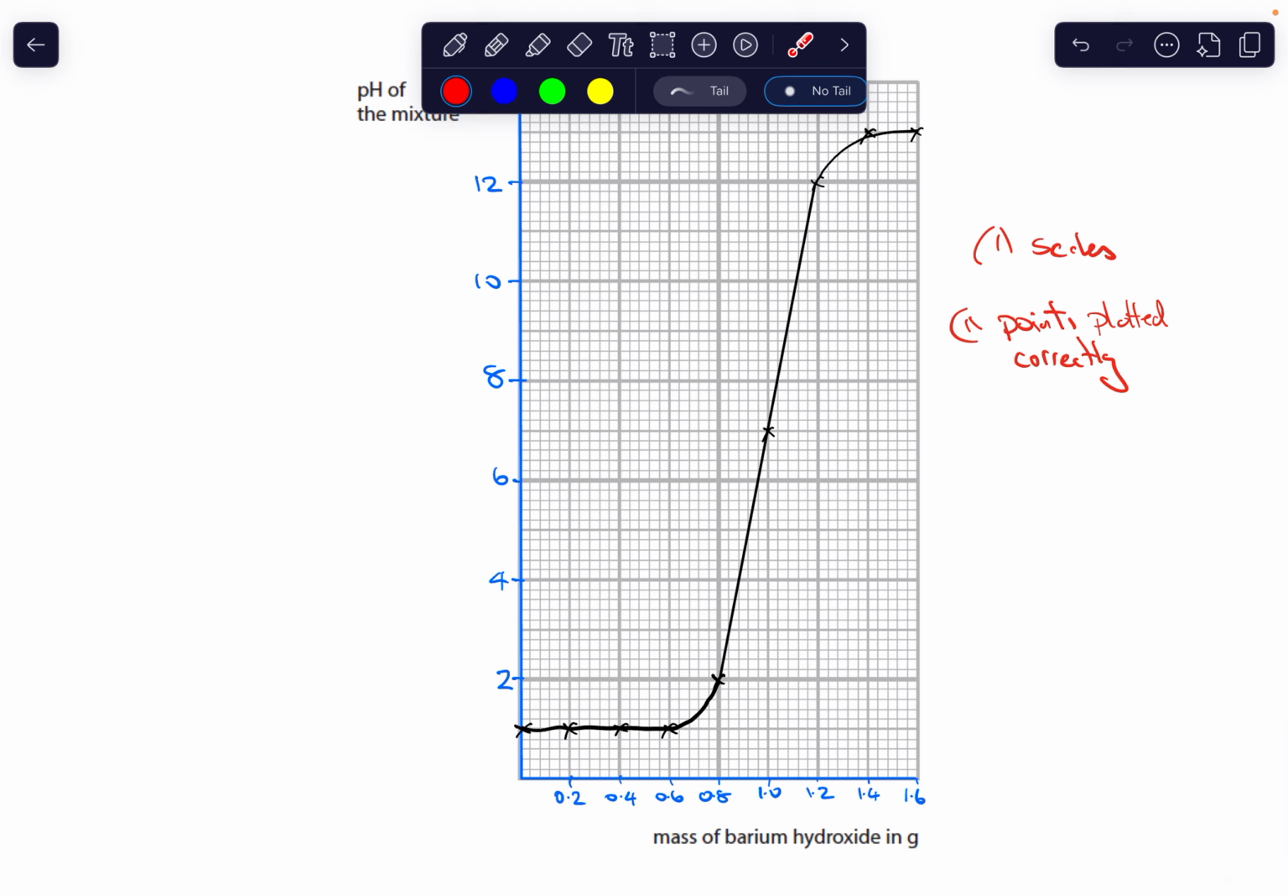And then the third mark is going to be awarded to you. So the final mark on this question is that we have a line or curve of best fit. And in this case, it's a nice curve and it goes through as many of the points as possible. And this one fits nicely. So 3 marks for doing the graph.